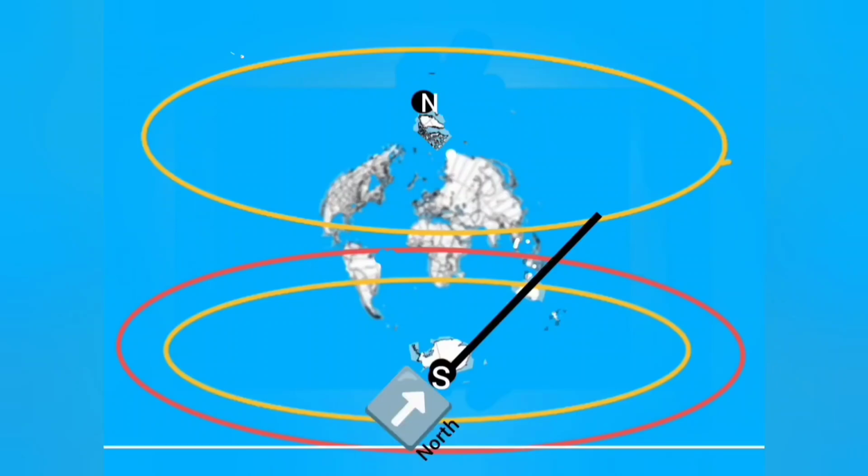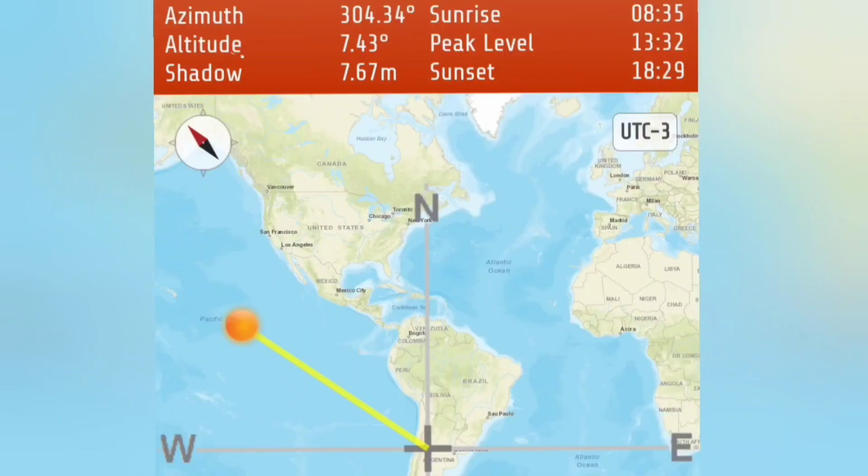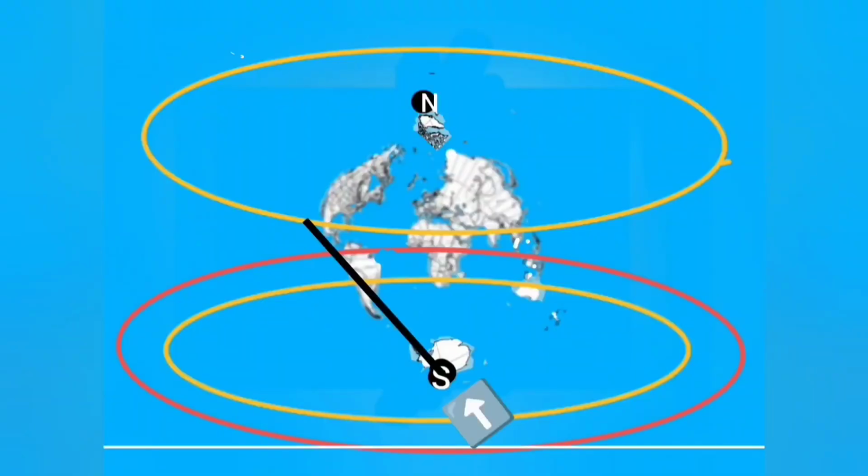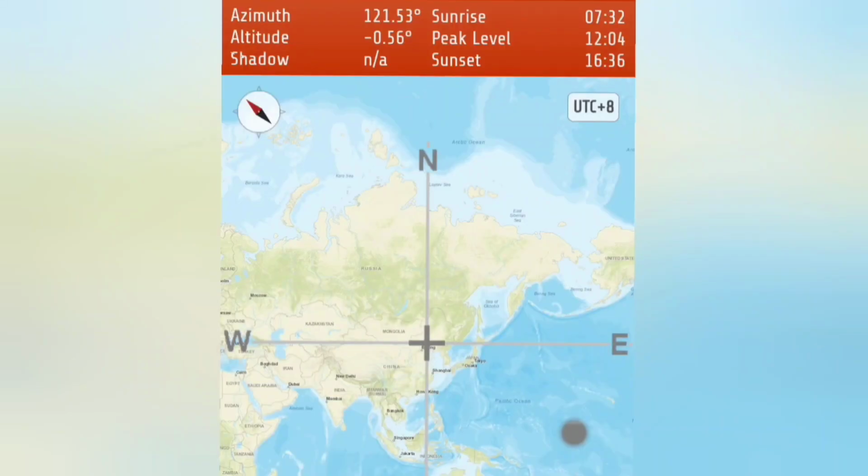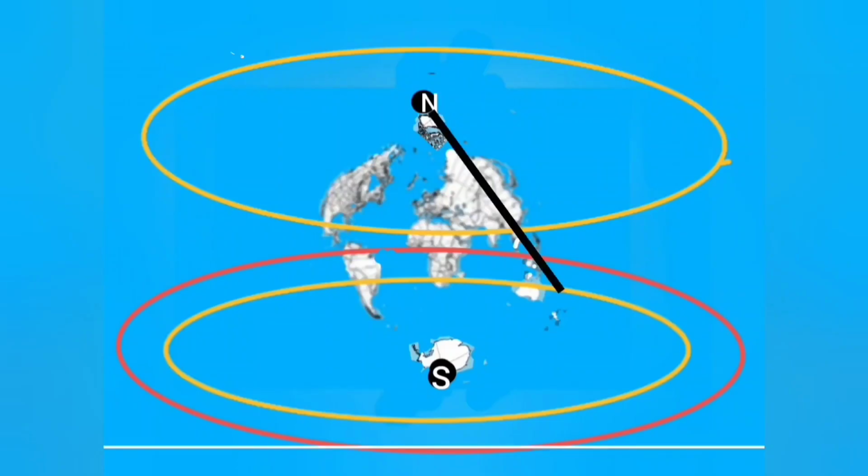So now let's check South America's sunset. SunCalc shows a northwest sunset. We draw our line south, and we see that it is west of north. Sunset is in the ballpark. Lastly, we'll check the sunrise from the east coast of Asia. SunCalc shows it southeast. So we draw our line north, and sure enough, it's east of south.